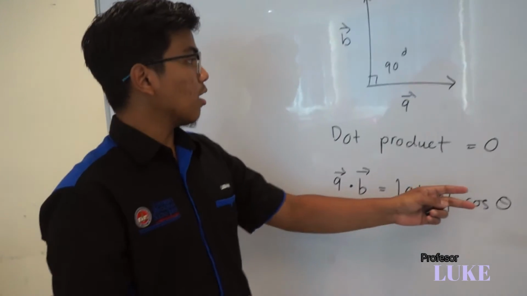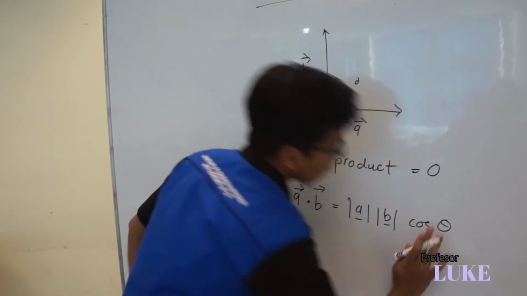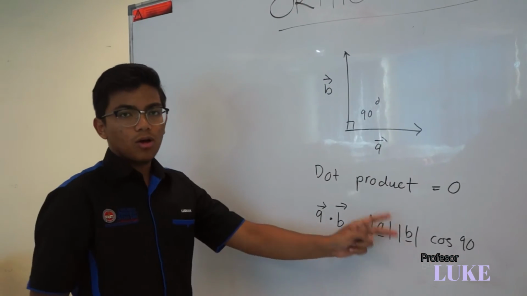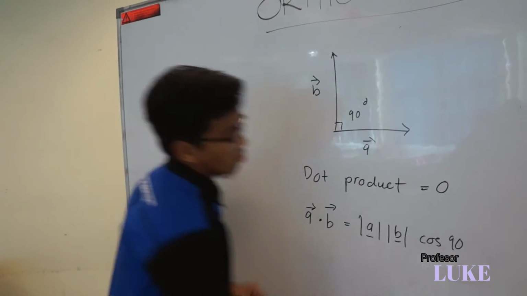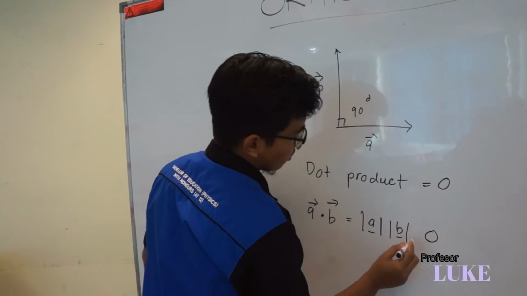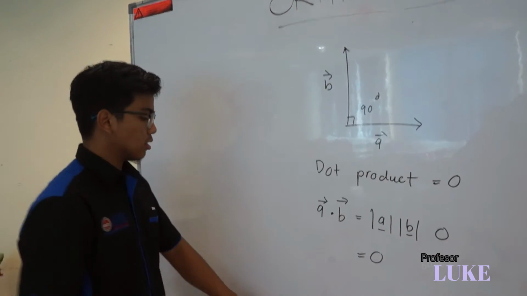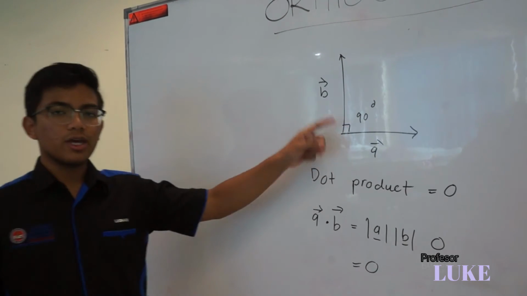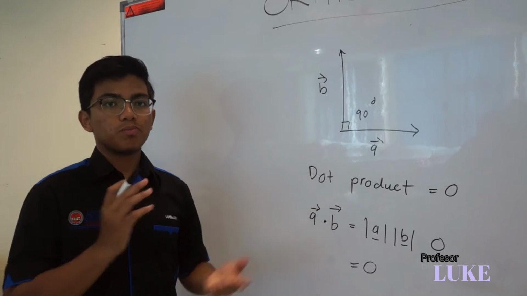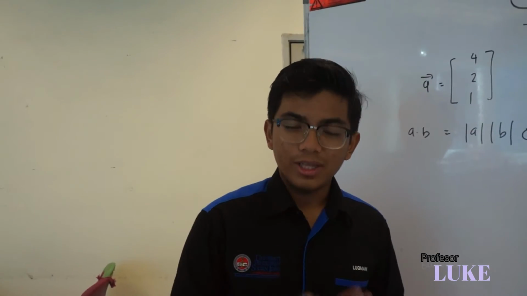The theta in this problem is 90 degrees, right? So we set theta equal to 90, and as we know cos 90 equals 0. When 0 is multiplied by anything, it is also equal to 0. That's why the dot product between vector A and vector B is equal to 0, because these two vectors are perpendicular to each other. So now we know what orthogonal is.